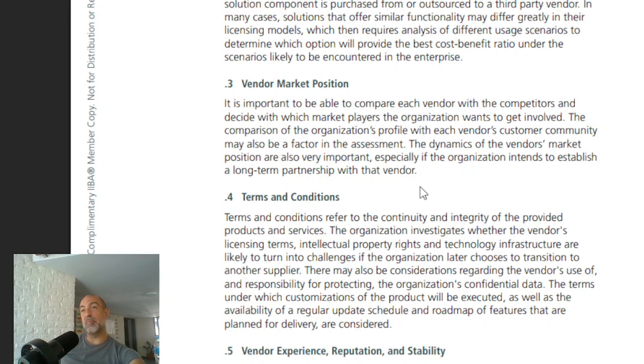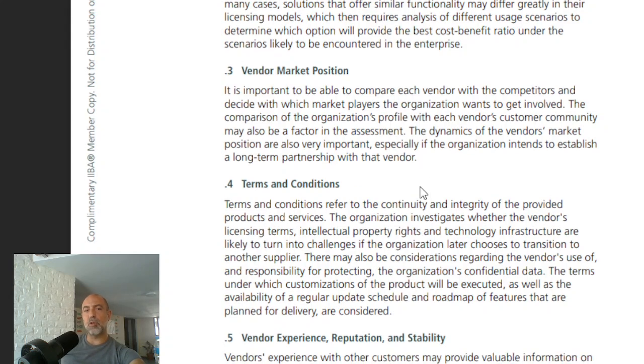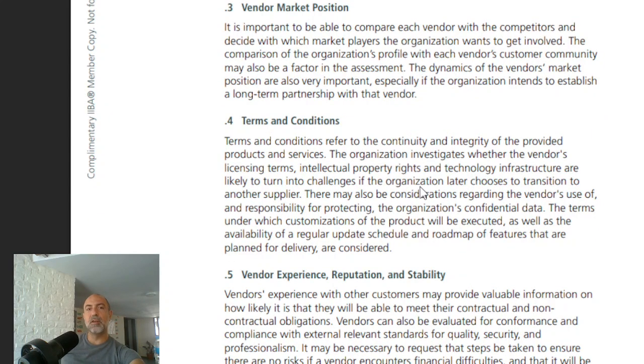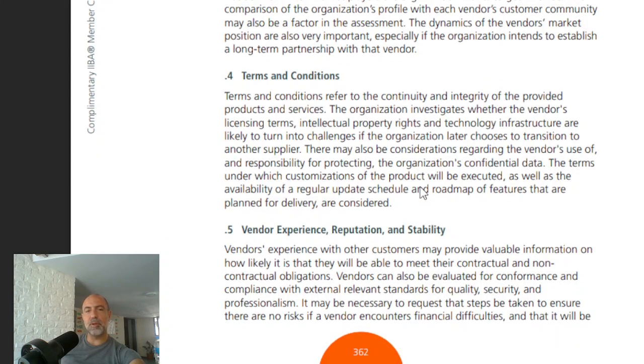Because I could have somebody that sells my product but can only reach 20% of the actual market that I want to reach, or I can have a vendor that doesn't sell my product but has a reach of 100% of my market. So the dynamics of the vendor's market position are also very important, especially if the organization intends to establish a long-term partnership with that vendor. Culture as well matters. I don't know if they're putting it here.